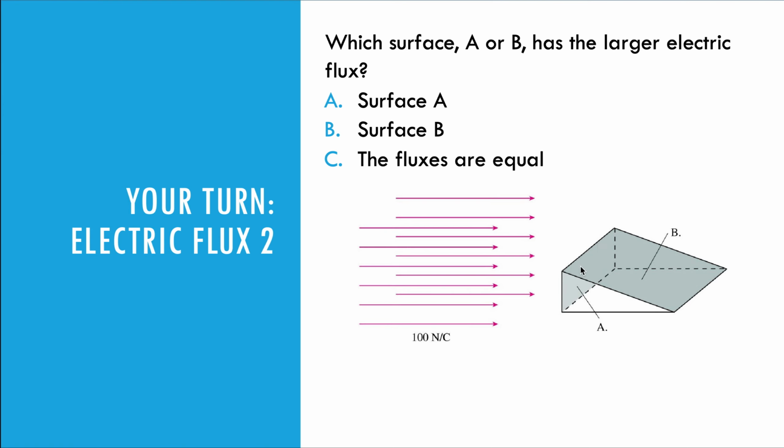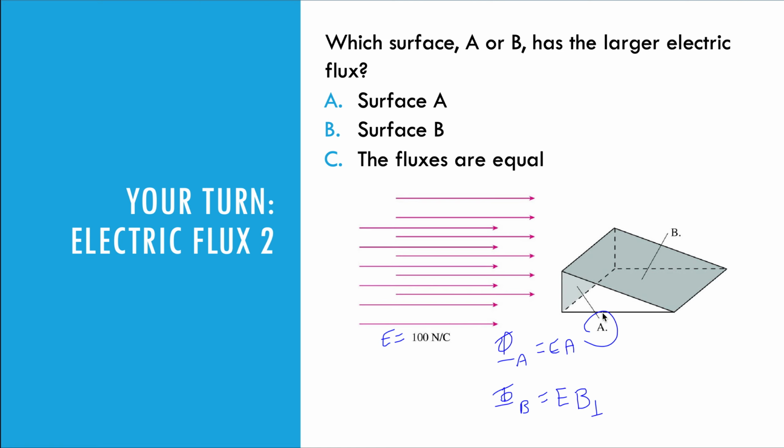So if you think about the flux through A, it's just going to be this E here times the A, right? Because they're perpendicular. When they're perpendicular, you just multiply E times A. So that's the flux through surface A, is E times A. Well, what's the flux through surface B? The flux through surface B is E times B perpendicular.